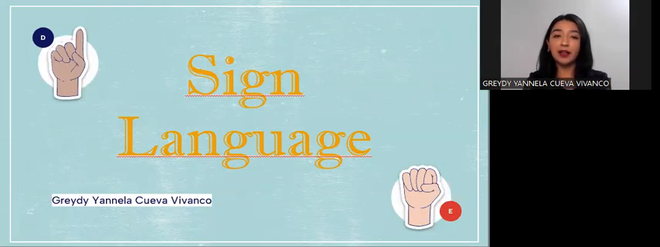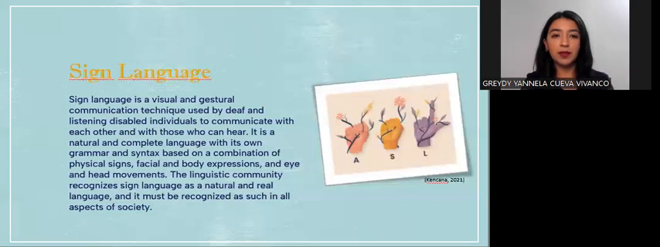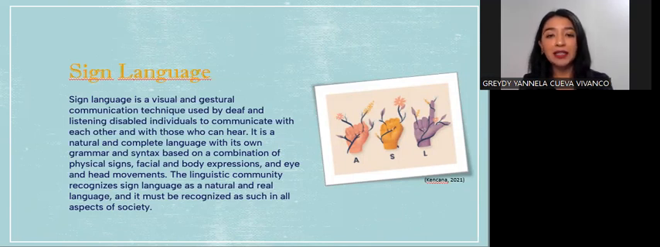I'm going to talk about sign language. Sign language is a visual and gestural communication technique used by deaf and hard of hearing individuals to communicate with each other and with those who can hear. It is a natural and complete language with its own grammar and syntax, based on a combination of physical signs, facial and body expressions, and hand and head movements. The linguistic community recognizes sign language as a natural and real language, and it must be recognized as such in all aspects of society.